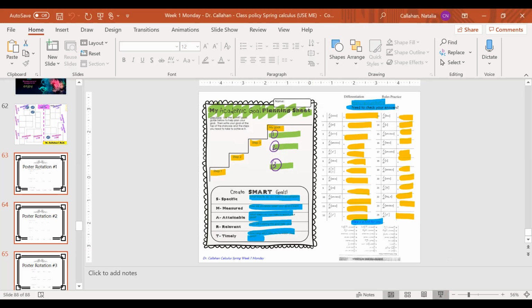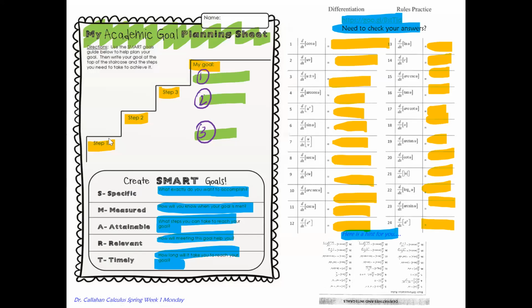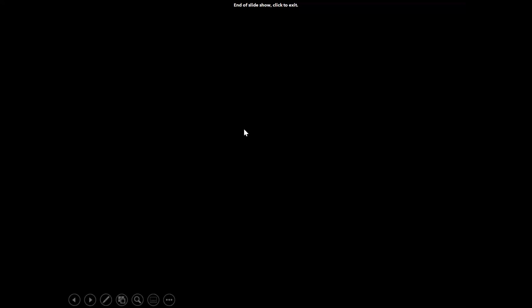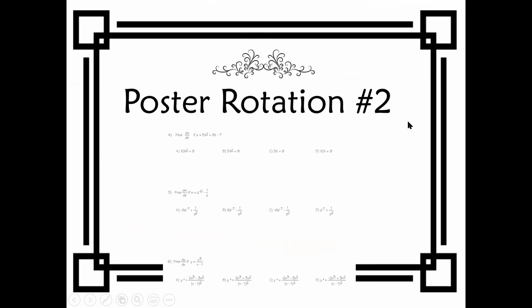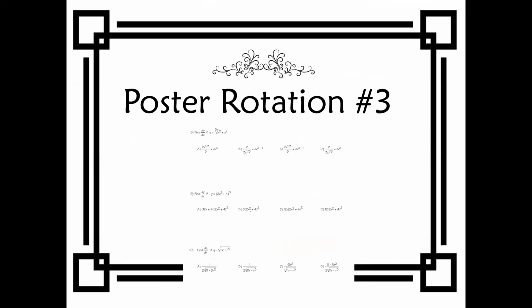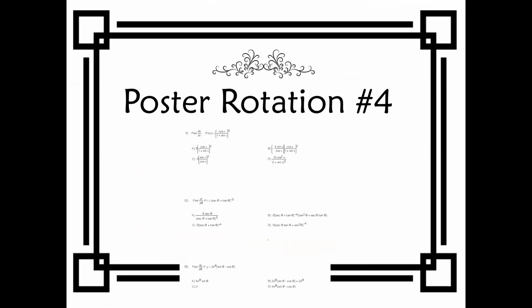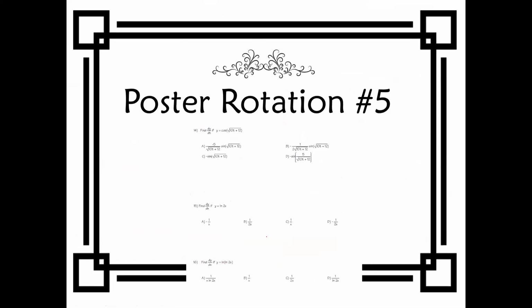All right, so here is the first poster. There are 3 different questions. You can go ahead and pause the video. Here is poster number 2, poster number 3, poster number 4, poster number 5. I realize there are 3 questions. You can pick the one that you feel is the most difficult for you, or you can do all 3.